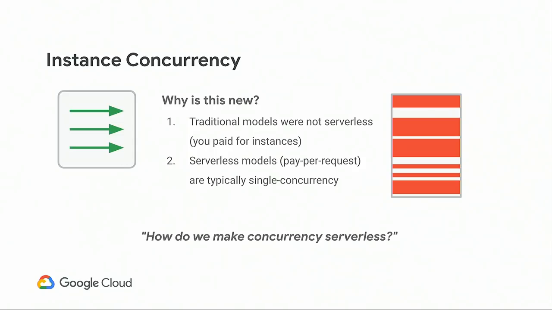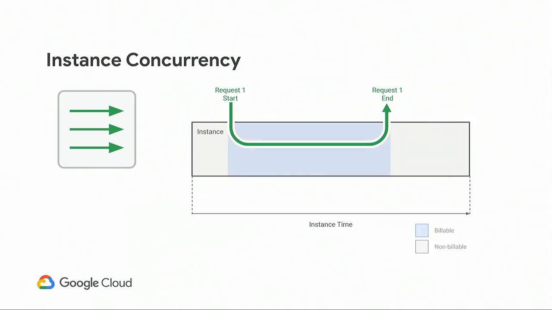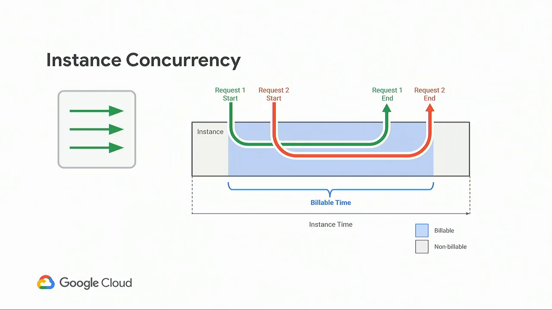How do we make concurrency serverless? Well, here's a way of describing it. Here's my instance. The instance has a life cycle, as I mentioned, that may be beyond the life cycle of your request. A request starts and ends over a period of time, and in a traditional model, that's what you would pay for. You would pay while that request is being served. Well, what happens when another request comes in offset to that? First one starts, second one starts, first one ends, second one ends. Well, it's pretty simple. We just extend it to the boundary. So the billable time now becomes the time where at least one concurrent request is being served.